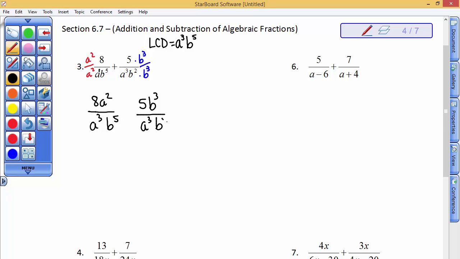And now I put these together. It's an addition problem. I'd probably put, I don't know, it doesn't really matter. Sometimes a goes first alphabetically. But b is a degree of 3, so it could go first as well. A to the third, b to the fifth is a common denominator. This can't be factored. I cannot reduce it.